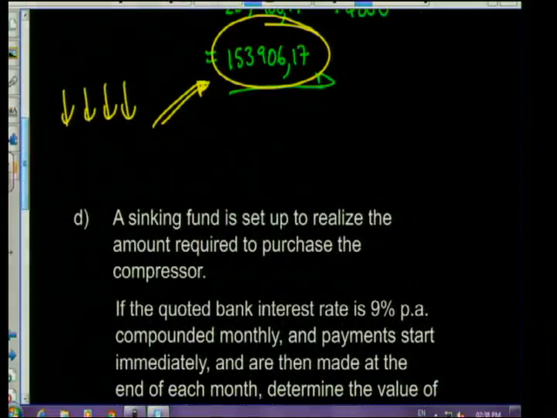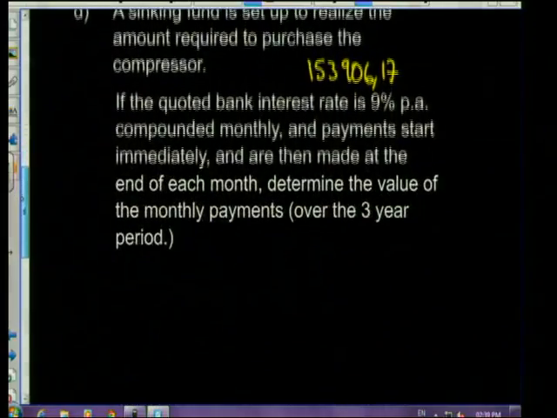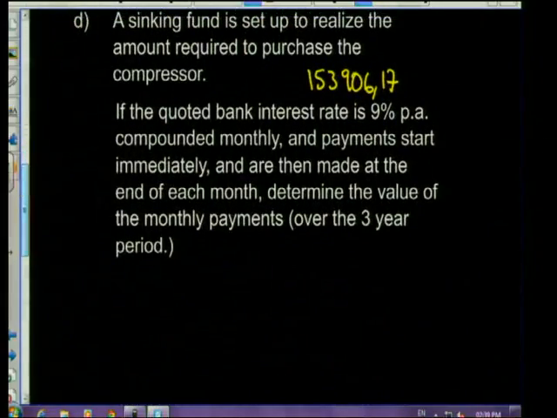And it says a sinking fund is set up to realize the amount required to purchase the compressor. And to help me, I'm just going to write it here because it's going to go off my screen. So I needed to realize this amount. This is the amount that I needed in my sinking fund. If the bank quoted interest rate is 9% per annum compounded monthly. If the rate is given monthly, I must see if the payments are going to be monthly. If they correlate, it's great. If not, I have to change the rate.